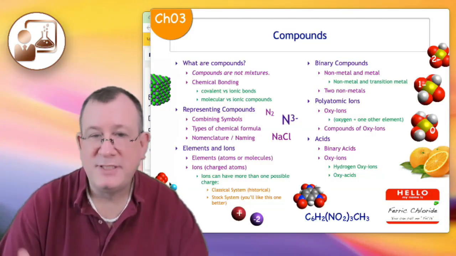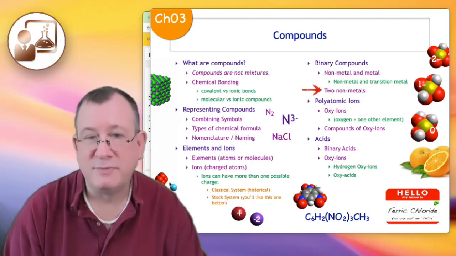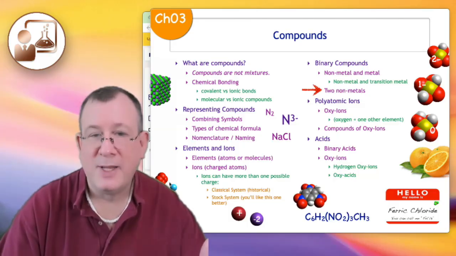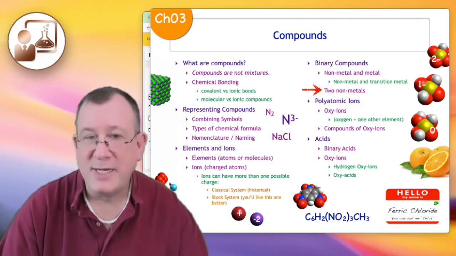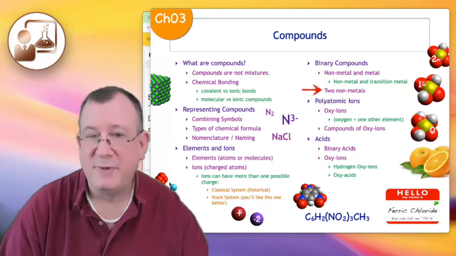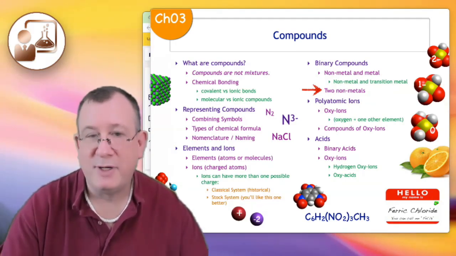All right, so this is how you're going to name the majority of the compounds you're going to run into. The majority of the compounds you're going to run into are these binary compounds where you have a metal and a non-metal, or at least something from the left side of the periodic table and something from the right side of the periodic table.